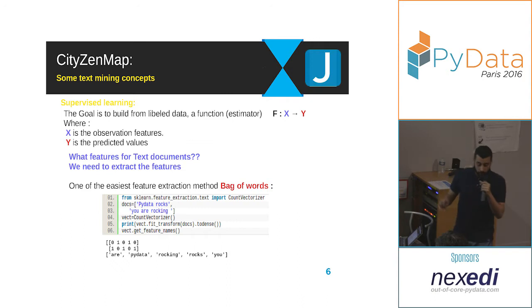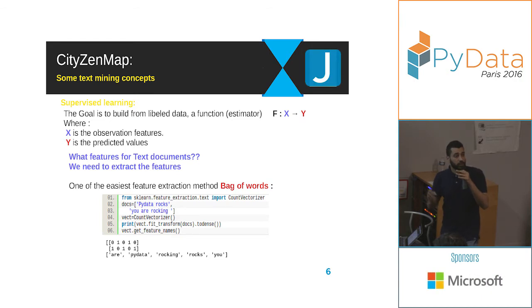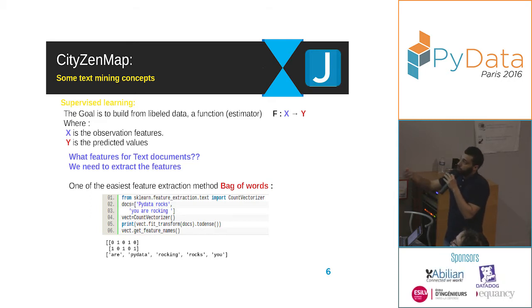So let's start with some text mining concepts. Usually the goal of supervised learning is, from a training data set, to find a function or an estimator. By knowing a vector of observations x, we try to predict a value y.